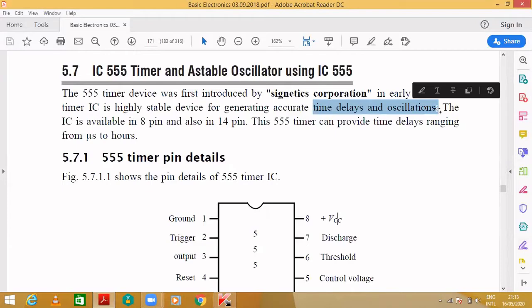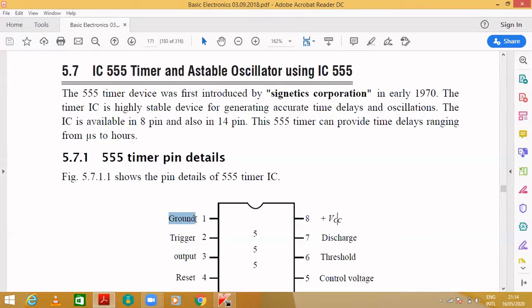In your syllabus, you will be studying the 8-pin IC. As you can see in the figure, you are using the 8-pin IC: 1, 2, 3, 4, 5, 6, 7, 8 pins. The first pin, as you can see, is ground. Mainly we use it to generate a delay or oscillations.